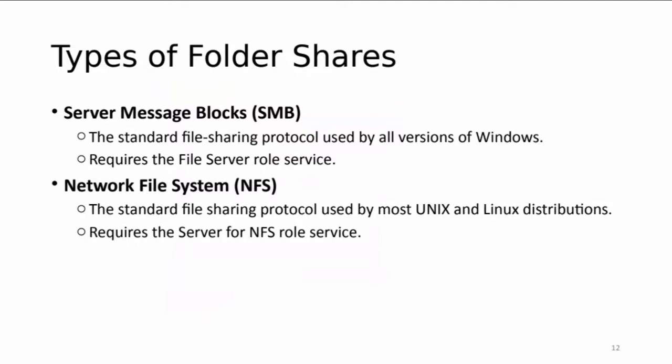Now we have two types of folder shares. This is an important slide. We have SMB, server message blocks, used by Windows. And we have NFS, which is used by Unix. You have to know that. Please write it down, put a mark. It's coming sometime, multiple choice or maybe short answer. The standard for Unix sharing is NFS. For Microsoft, they use SMB.